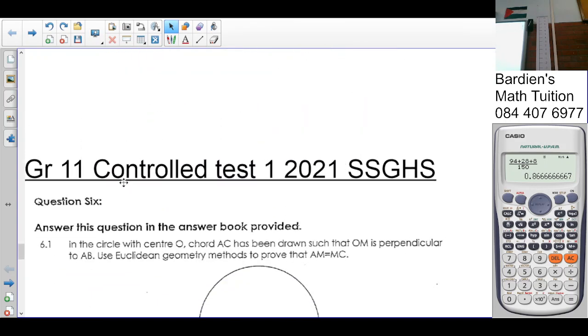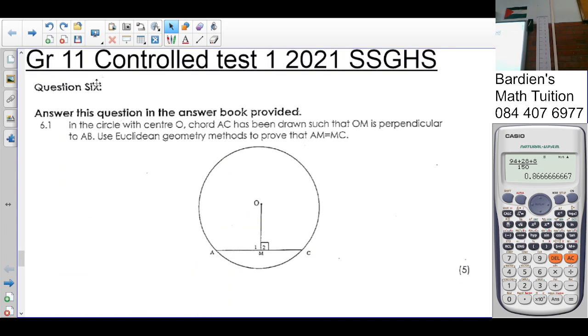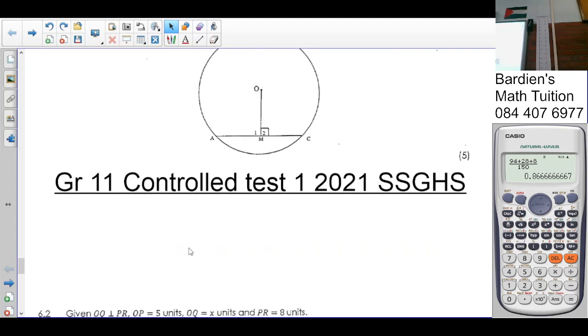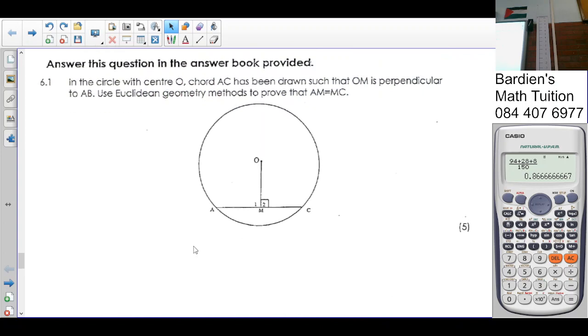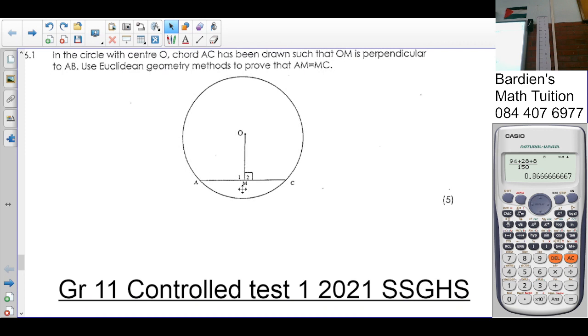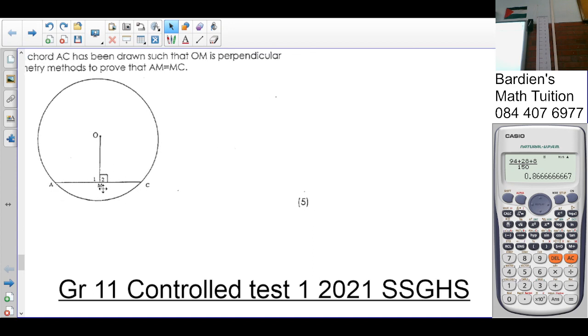Then we're getting on with question 6. In question 6.1, we are told that in the circle with center O, chord AC has been drawn such that OM is perpendicular to AC. Use Euclidean geometry methods to prove that AM is equal to MC.